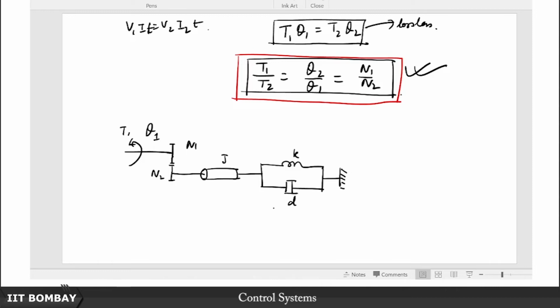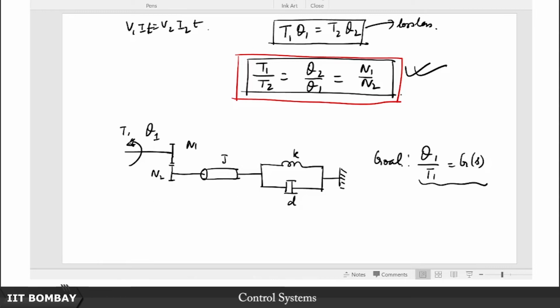And now the question before you is to find out this ratio, this transfer function from T1 to theta 1. So this is our goal. This is what we want to find out. So how do we go about this? It might appear very cumbersome and complicated to begin with, but a moment's thought will tell you that it is not actually so. So why do I say that?